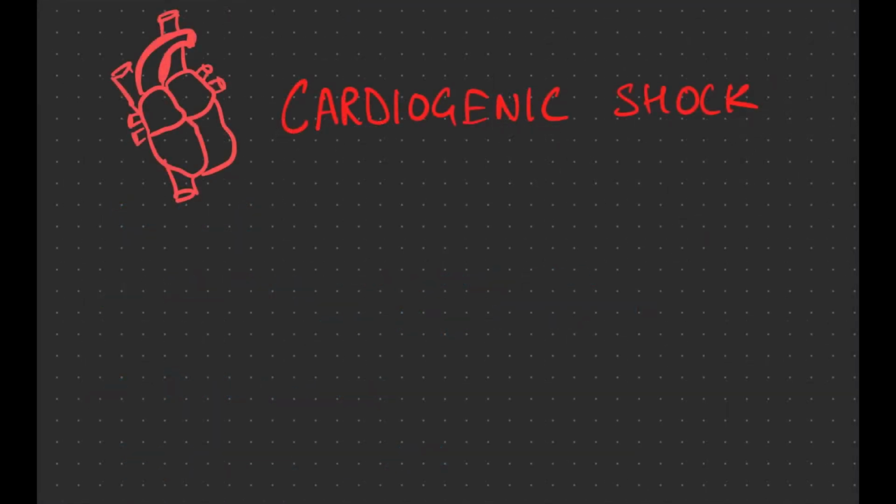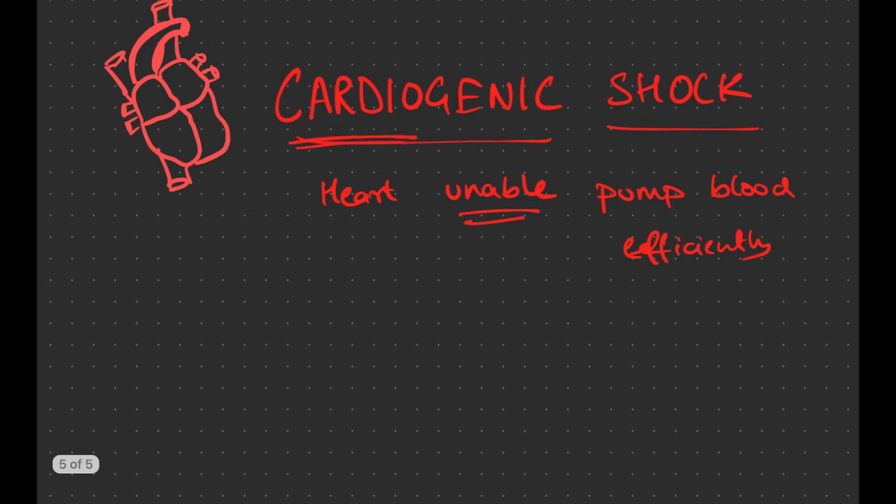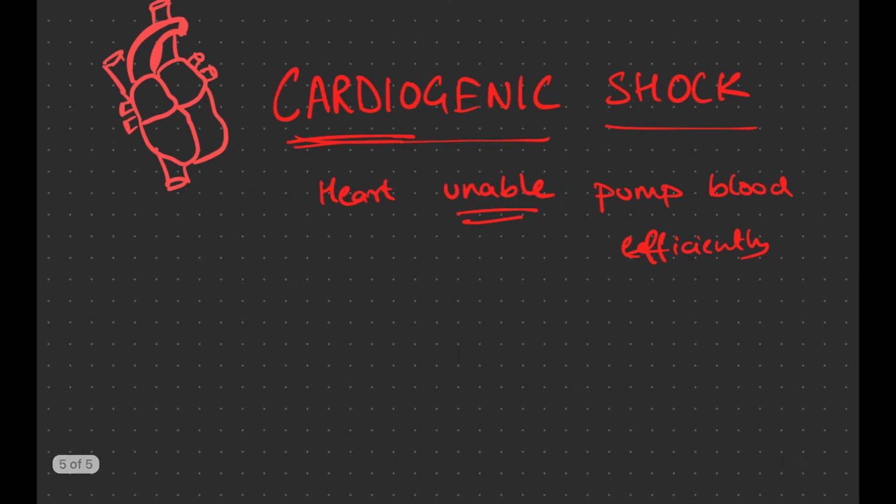So next up is cardiogenic shock. This is one of the most common causes of shock. So what does it mean? What does it literally mean? It means that there is something wrong with the heart. The heart is unable to pump blood efficiently. So if heart is unable to pump blood efficiently, then blood won't reach the tissues, oxygen, nutrients won't reach the tissues. So that is the basic cause of cardiogenic shock.